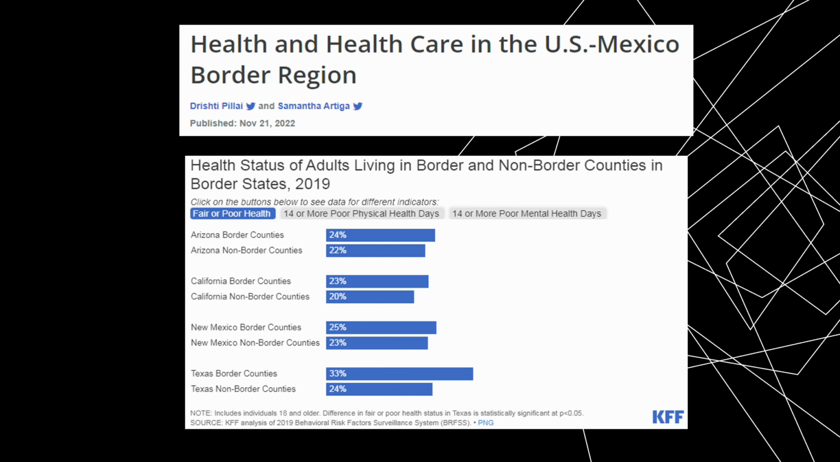Here you can see that in all 4 of the states bordering Mexico, those who are living in the counties bordering the international border have worse reported health than those in non-border counties. If we address these disparities in the health of the populations, we also may address some of the health needs of refugees and asylum seekers.